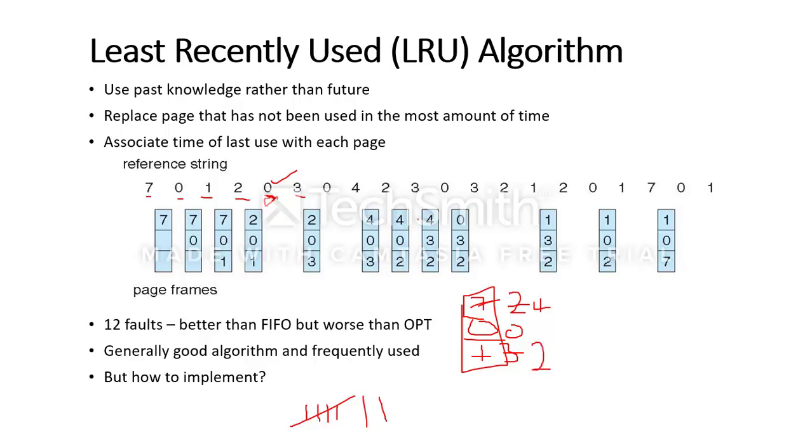Then 3 is not there. That's a page fault. These are all page faults. 3 is not there. Who is the victim? 4, 0, 2. 0, right? Because 0 is going to be offline most of the time. You replace with 3. I need to indicate the page fault here. Then 0, page fault again. Who is the victim?